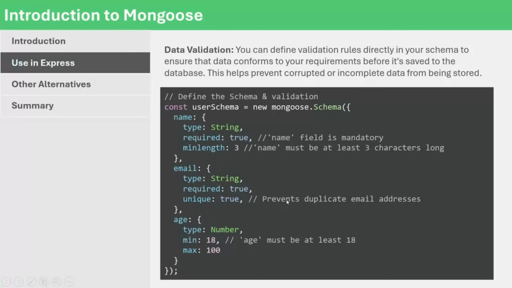And that validation we are adding using this unique validator. So you can define validation rules directly in your schema to ensure that data conforms to your requirements before it is saved to the database. And that you can do with the help of Mongoose built-in validators. This helps prevent corrupted or incomplete data from being stored in the database.